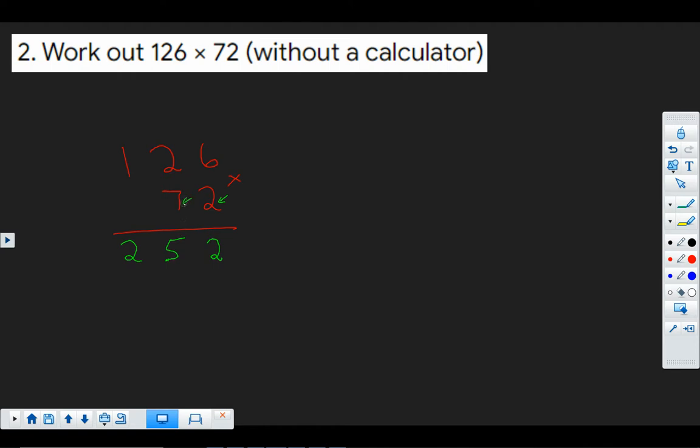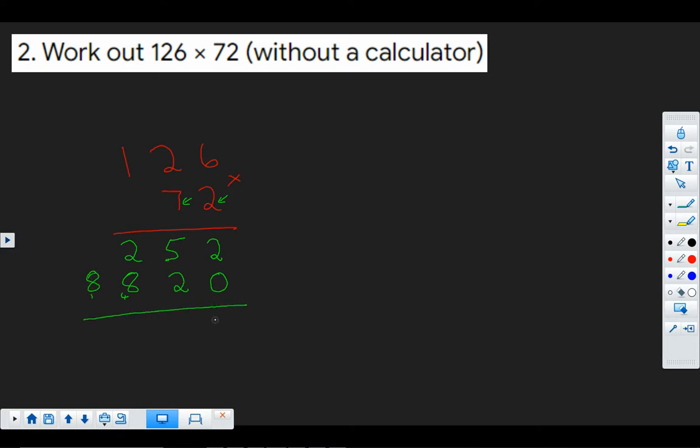I'm now going to come to my 7. Now, this isn't 7, this is 70 because it's in the tens column. So I'm going to start with a 0. So I'm going to start in the tens column here. 7 sixes are 42. So that's 2 carrying a 4 to here. 7 twos are 14, plus 4 is 18. Carry 1 to here. 7 ones are 7, plus this 1 is 8.